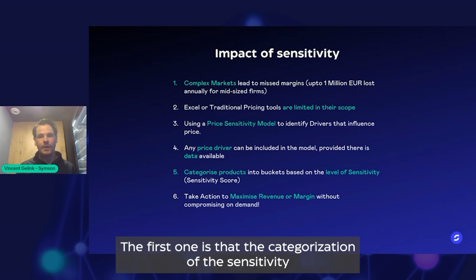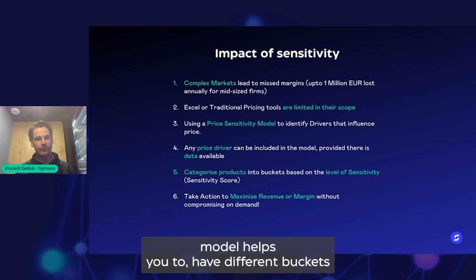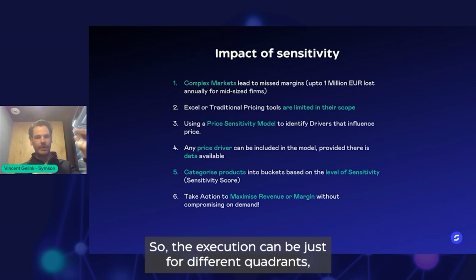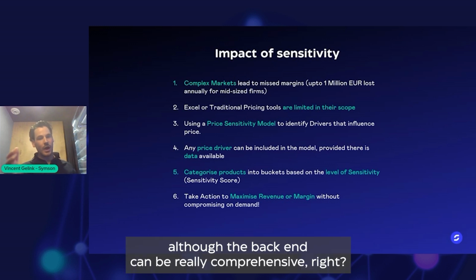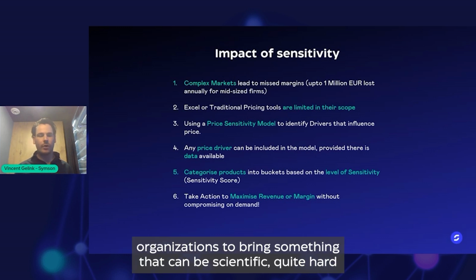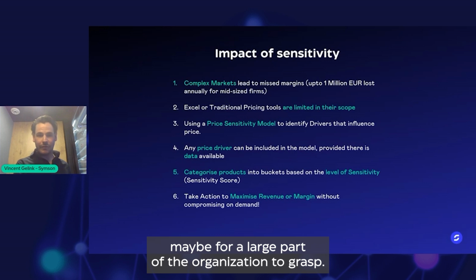The fifth one is that the categorization of the sensitivity model helps you to have different buckets, so that helps you to get an operational execution of such a model. The execution can be just four different quadrants, although the backend can be really comprehensive, intelligent and advanced. So I think that really helps organizations to bring something that can be scientific, quite hard maybe for a large part of the organization to grasp.